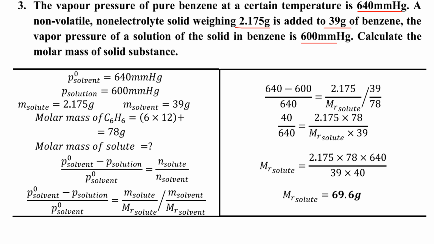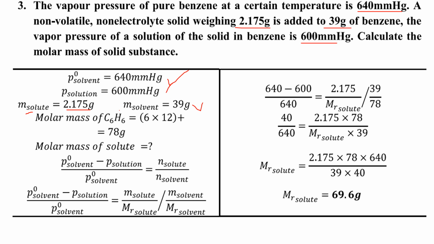Now if you are to summarize the data given, vapor pressure of the solvent has been given as 650 millimeters of mercury. Vapor pressure of the solution has been given as 600 millimeters of mercury. Now mass of solid given is 2.175 grams, and mass of the solvent that was given is 39 grams. So to get mole fraction, remember that we have to get molar mass. So we get molar mass of both the solute and the solvent.